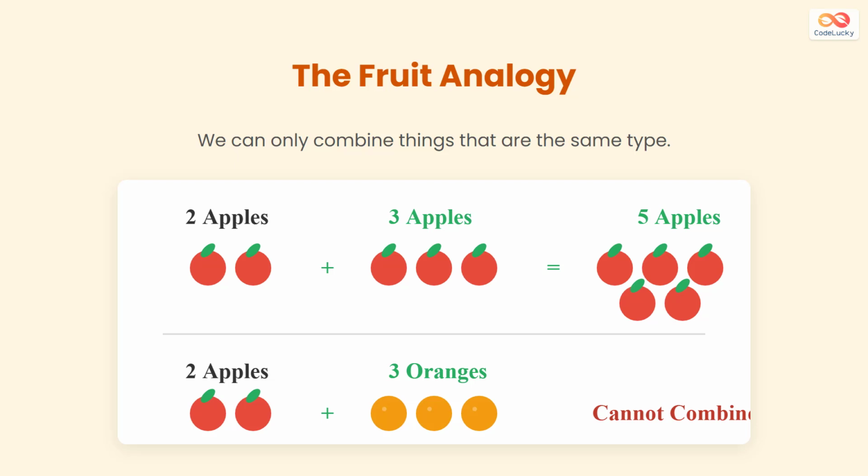Think of it like fruit. If you have 2 apples and you add 3 apples, you get 5 apples. That makes sense. But if you have 2 apples and add 3 oranges, you cannot combine them into 5 apple-oranges. You still just have 2 apples and 3 oranges. In algebra, variables work the same way. You can only add or subtract them if they are the same type.